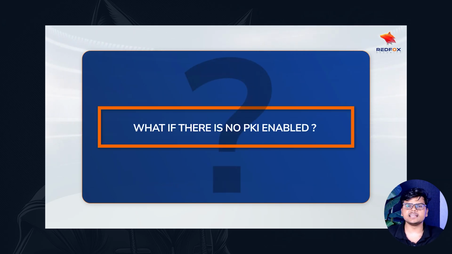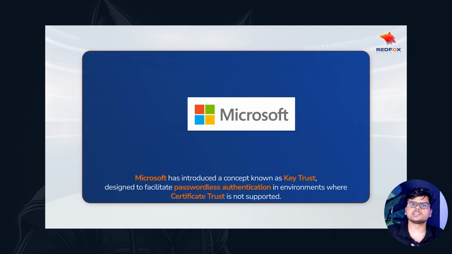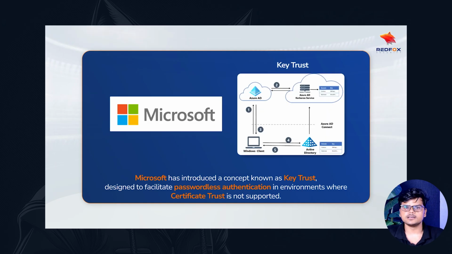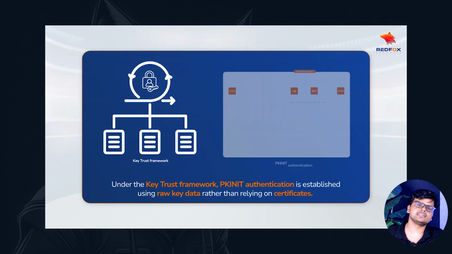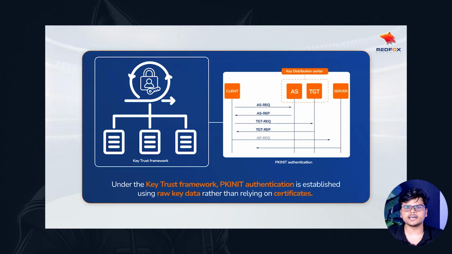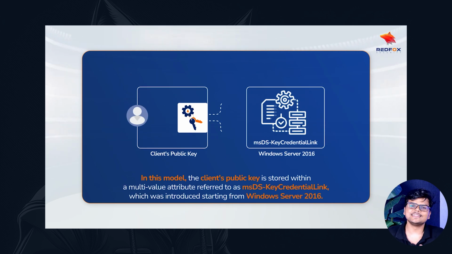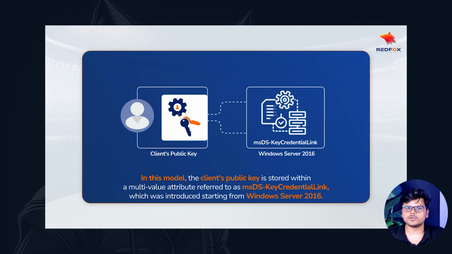What if there is no PKInit enabled? Microsoft has introduced a concept known as key trust, designed to facilitate passwordless authentication in environments where certificate trust is not supported. Under the key trust framework, PKInit authentication is established using raw key data rather than relying on certificates. In this model, the client's public key is stored within a multi-value attribute referred to as msDS-KeyCredentialLink, which was introduced starting from Windows Server 2016.